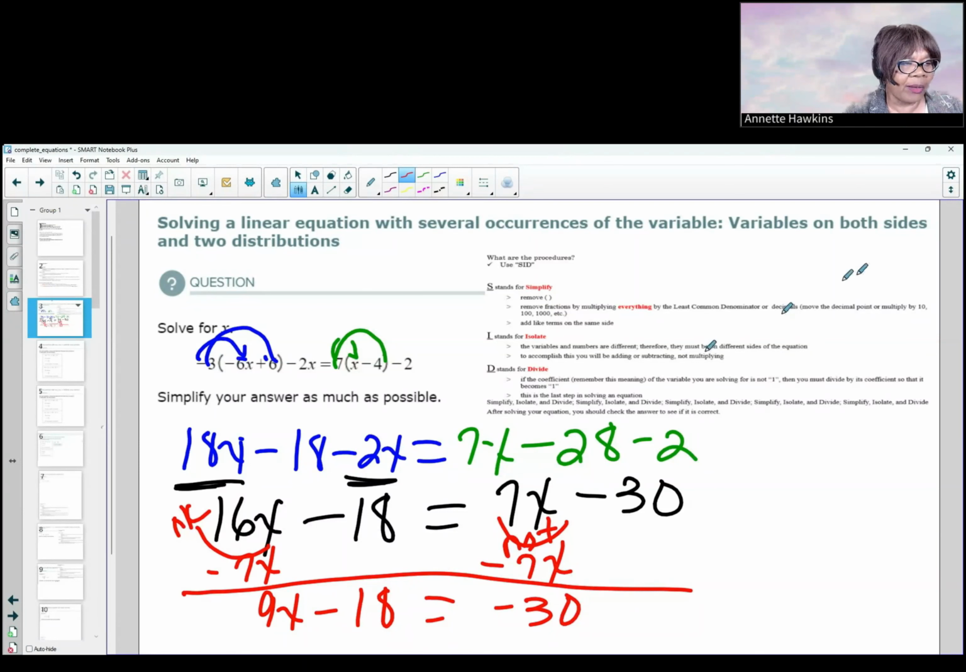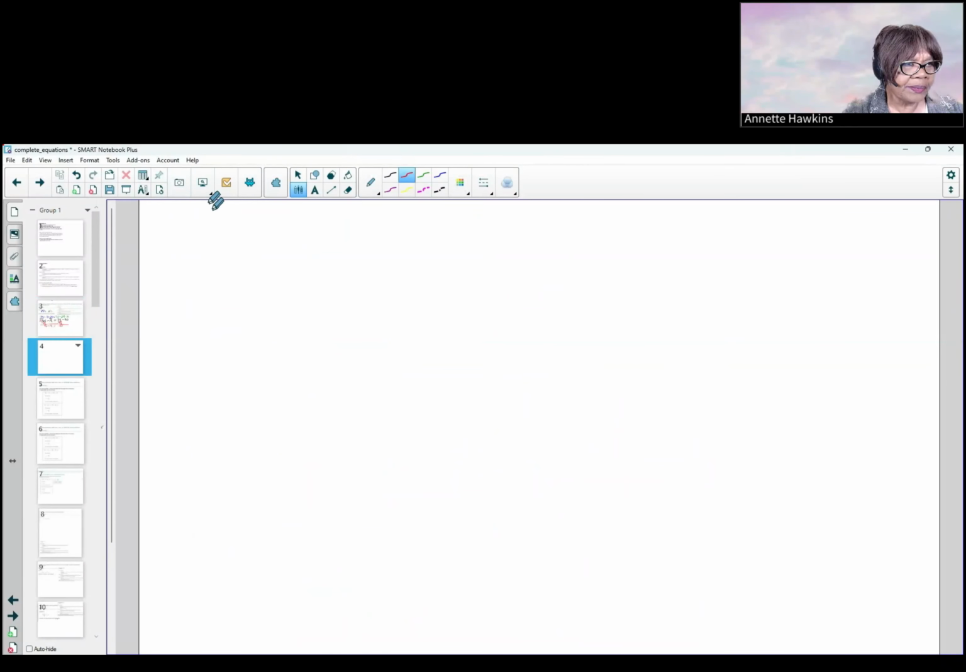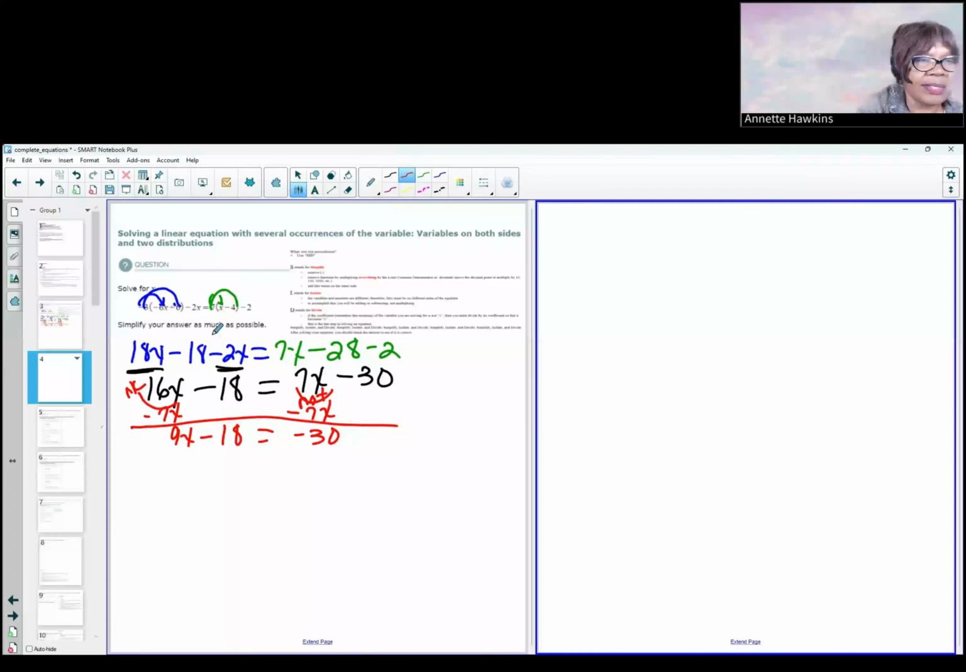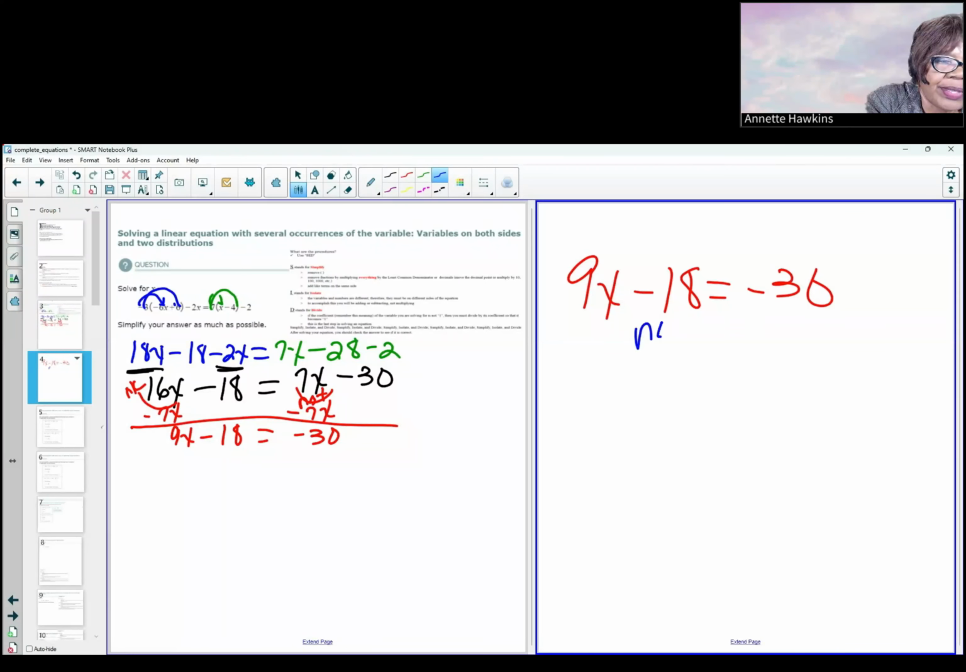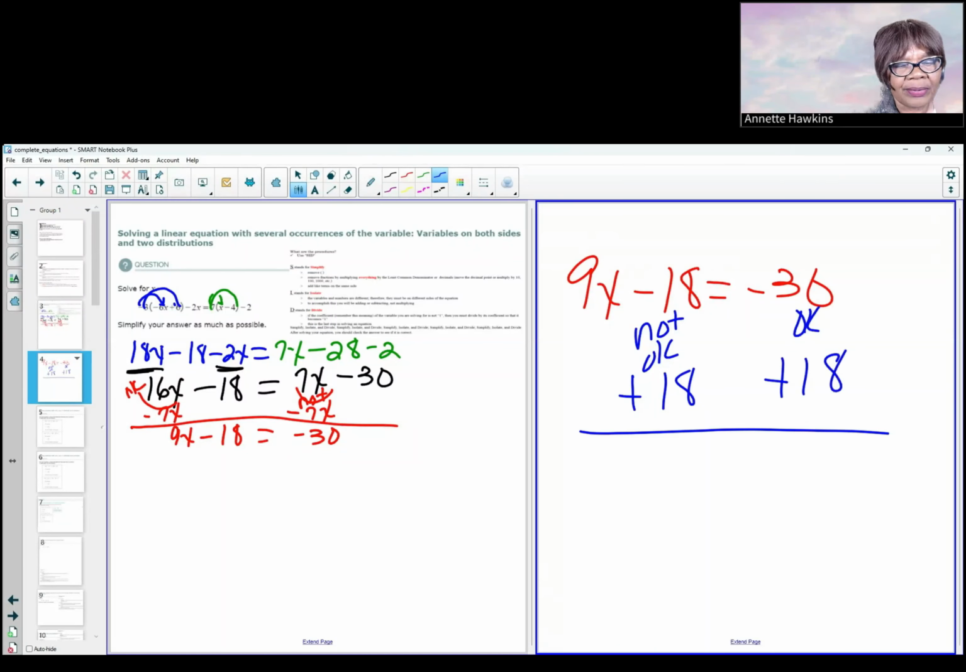I have completed the first part of this. I have put the variables on the left. Now I need to put the numbers on the right. So this is 9x minus 18 equals negative 30. So this is not okay. And this is okay. So the one that's not okay needs to be removed. This is a minus 18. I have to undo that. To undo that, I do a plus 18, practice the golden rule. What I do to one side, I have to do to the other. 9x is equal to negative 12.